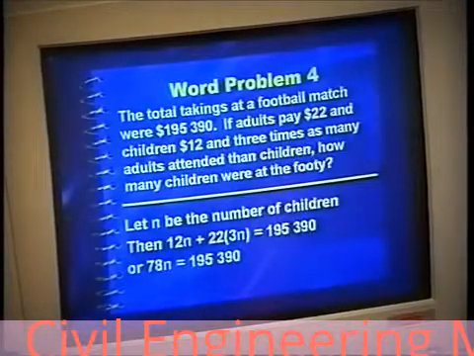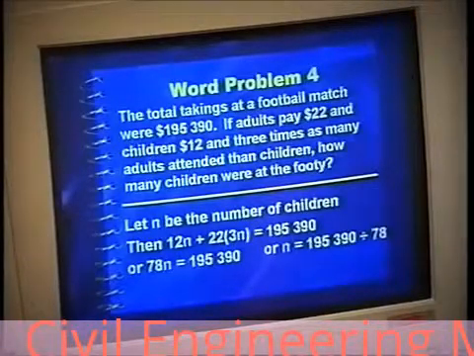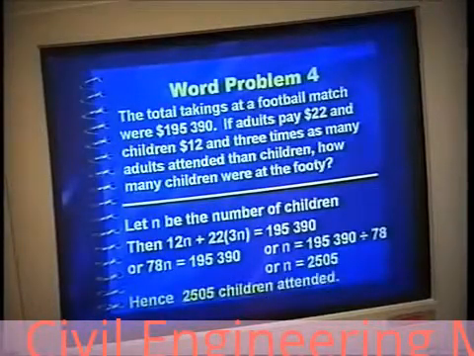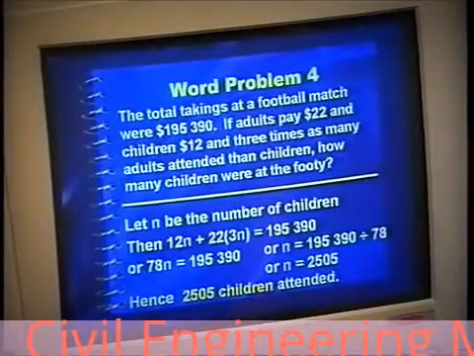Simplify, that comes to 78n. n equals 195,390 divided by 78. Divide through and give the answer, of course, in the correct units, 2,505 children.